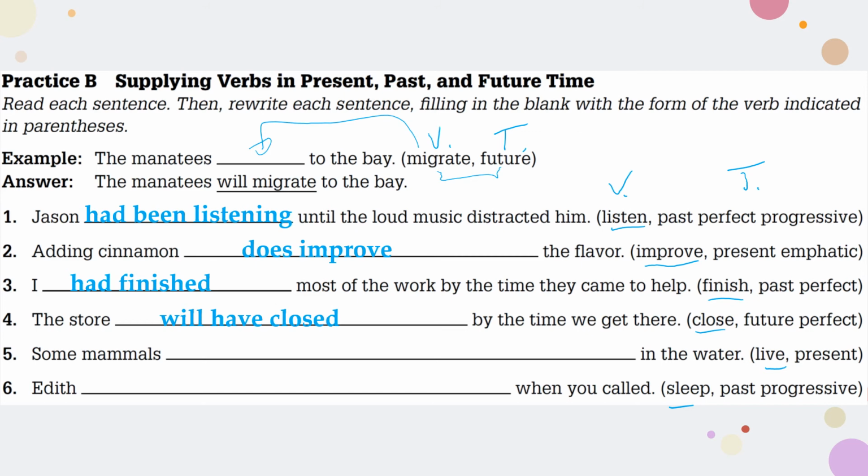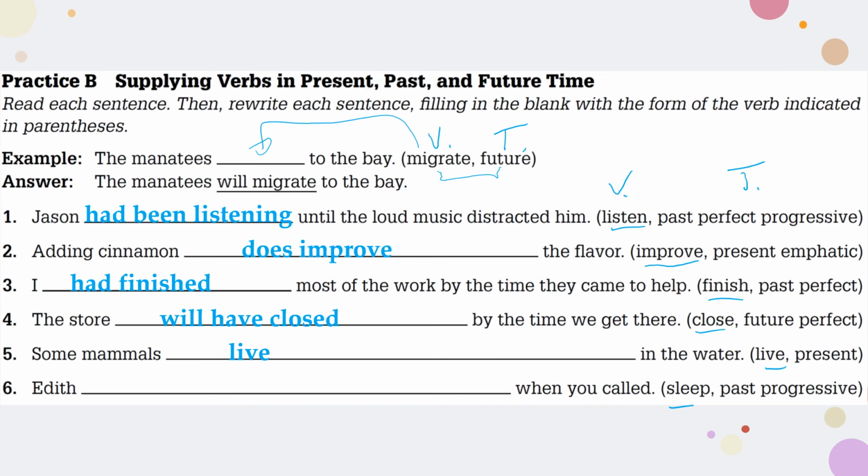Next one, live in the present, so nothing changes because mammals is plural, it is they, so I will not add s. S we add only when we have he, she, it, and only in the present simple, remember.